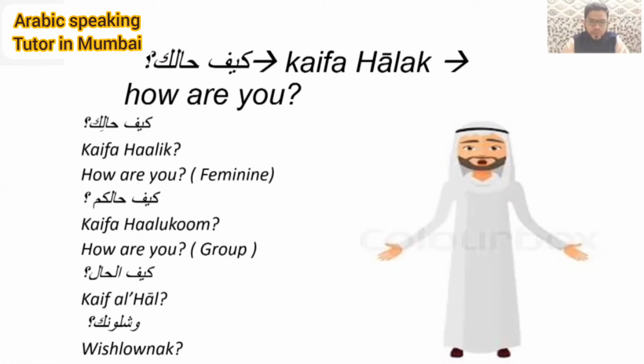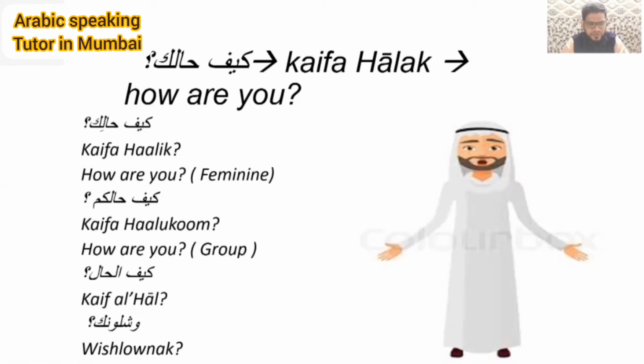Now there are other ways to say how are you. Let us see those ways also. كيف الحال? كيف means how. Al-hal means the situation or the condition. So how is the condition? How is the situation? But normally we say how are you? In Hindi we say क्या हाल है?